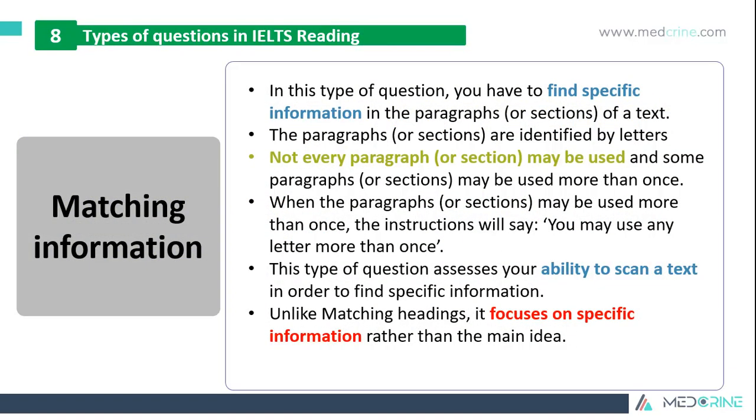The next type of question is matching information. In this type of question, you are expected to find specific information in the paragraphs or sections of a text. The paragraphs are identified by letters, and remember that not every paragraph may be used. And when a paragraph may be used more than once, the instructions will tell you, for example, you may use any letter more than once. This type of question will assess your ability to scan a text in order to find specific information.